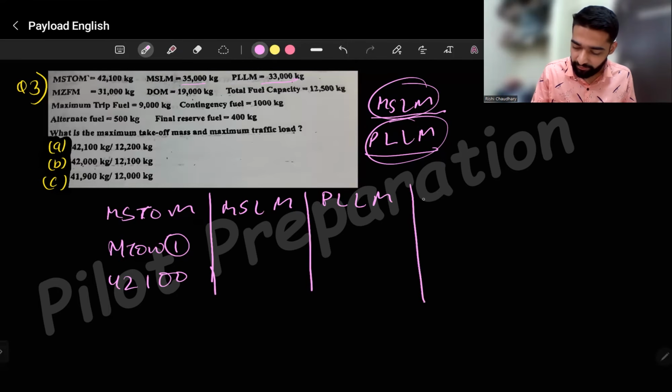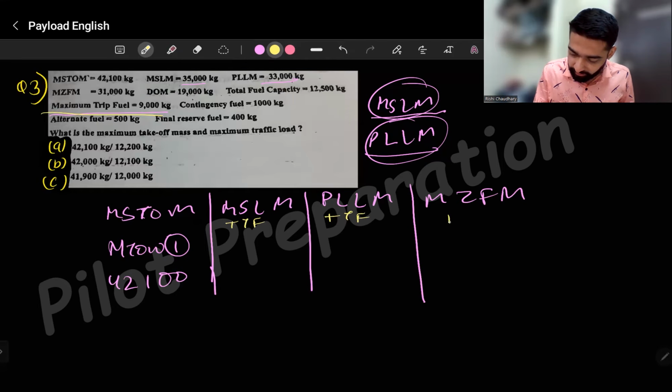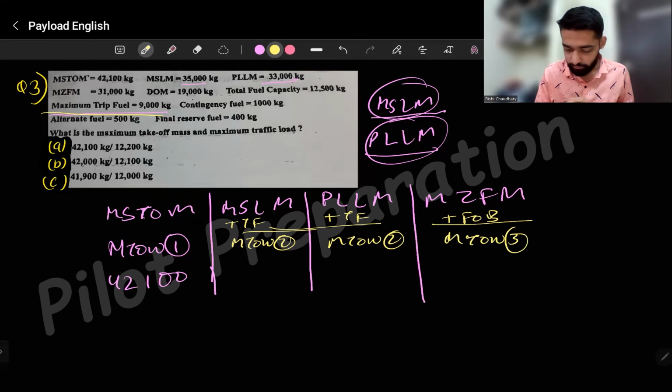Then I have MZFM, maximum zero fuel mass. What I know in landing mass, I add trip fuel. So I will first hunt for trip fuel, whether it is given directly or not. So maximum trip fuel is already given to me. It is here, right? So landing mass is plus trip fuel, and this will be plus FOB, isn't it? These two will give me MTOW2 and this will give me MTOW3. So this will be MTOW2, MTOW2, and this will be MTOW3, isn't it?